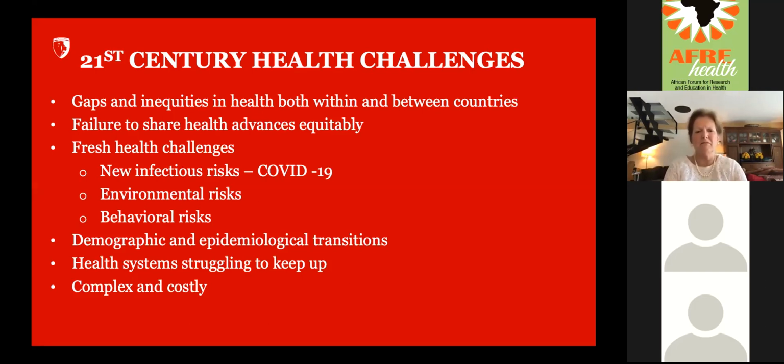We have been unable to share health advances equitably. This has really been brought to the forefront by Corona. Even in countries richer than us here in Africa, we have seen this come very much to the front. We are facing fresh health challenges. Right now, we're talking about Corona, COVID-19. We have environmental risks, we have behavioral risks, we have demographic and epidemiological transitions. And all of this has resulted in our health system struggling to keep up. And all of these are exacerbated by the complexities and the costs around that.